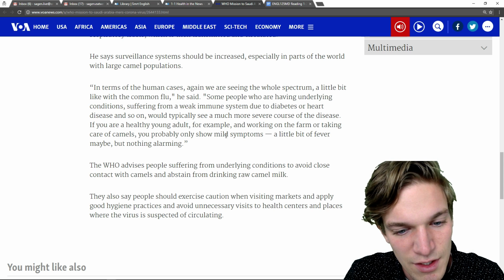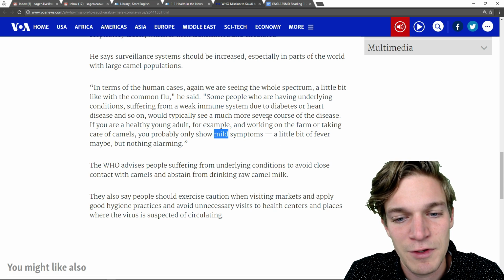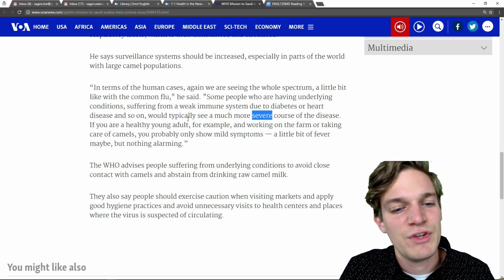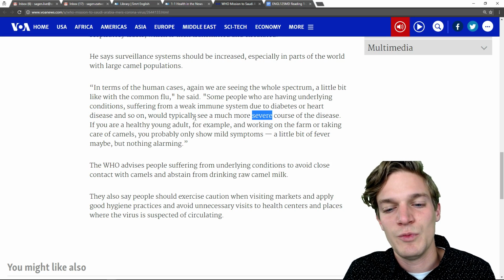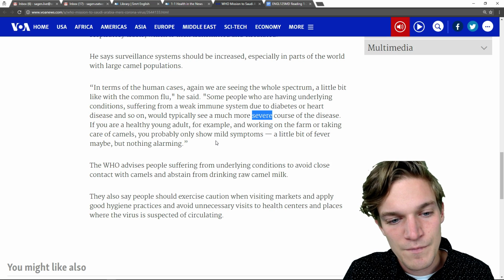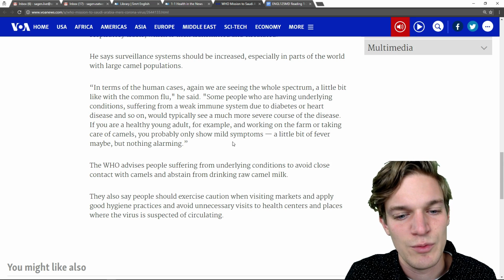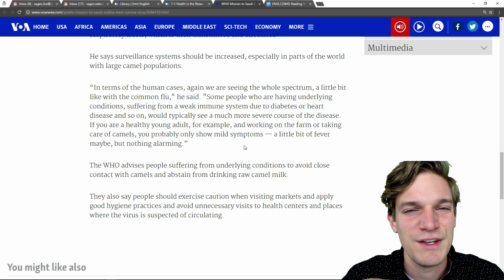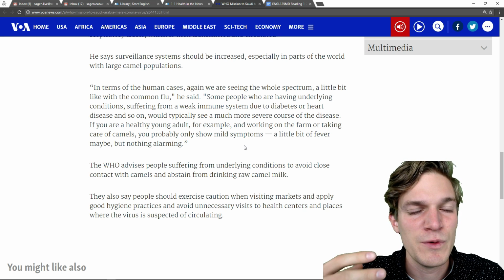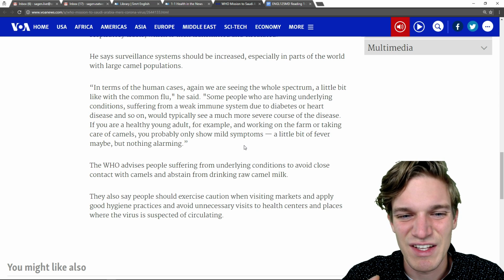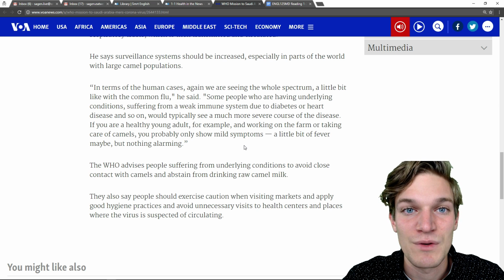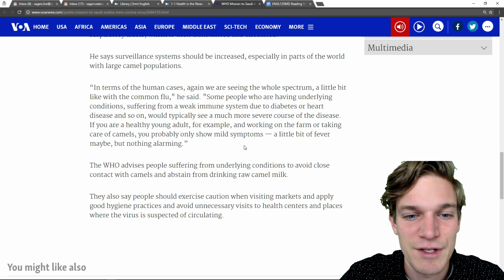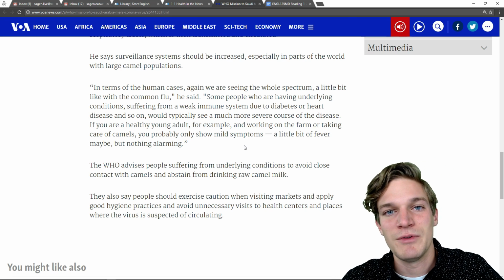The word mild would be the opposite of severe. So we have a comparison here where he says we would typically or usually see a much more severe course of the disease. But if you are a healthy young adult, you probably only show mild symptoms. So it means we can also use mild for like food. If food is spicy, it's like really hot, like has a lot of chili peppers or something in it, we say it's spicy or hot. If it doesn't, or maybe it doesn't have very much flavor, we'd say it's mild. So yeah, mild is opposite of severe.